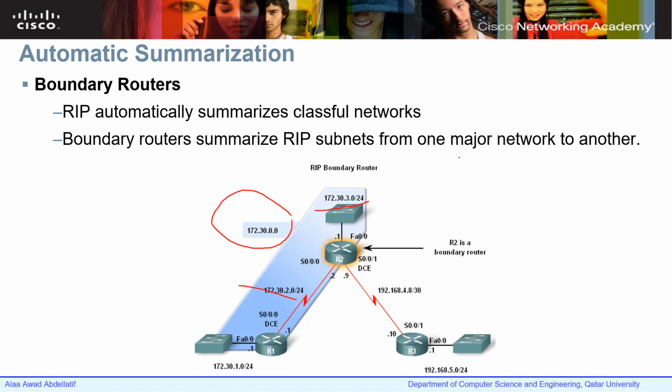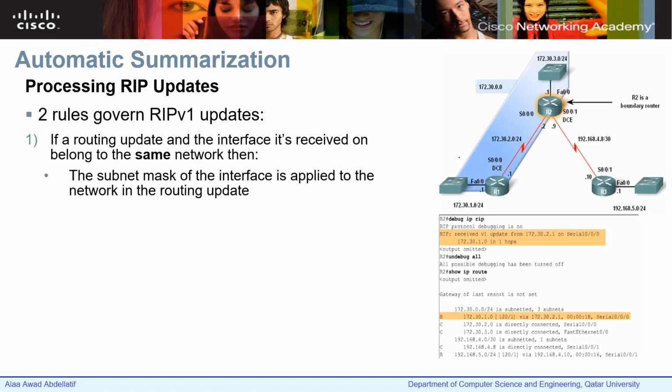Automatic summarization: we summarize a specific part of the network to be under the same classful IP address or classful subnet address, and a boundary router will be used to summarize this subnet and manage the communication between the different major networks. Okay. This is automatic summarization and this is a boundary router. So the boundary router here will be R2, which will summarize RIP subnets from one major network to another.